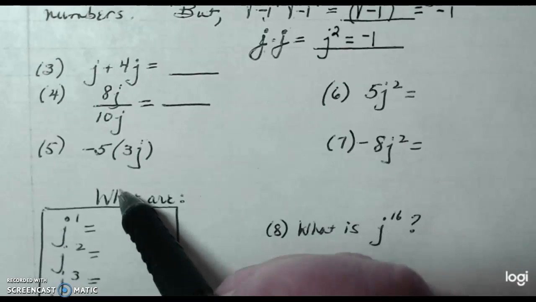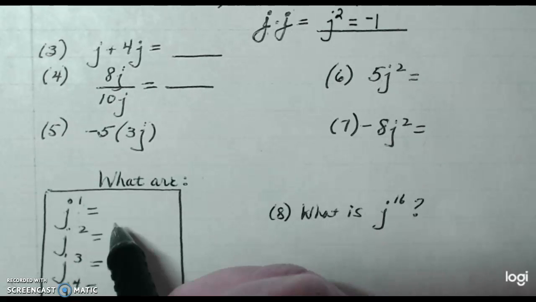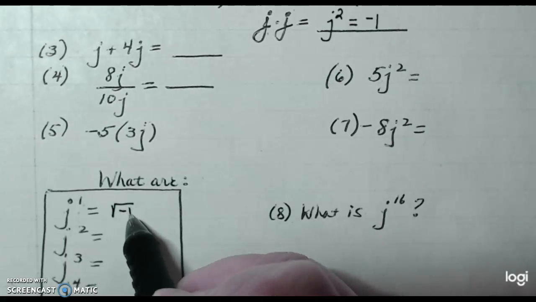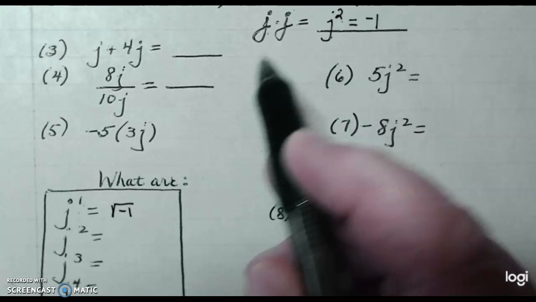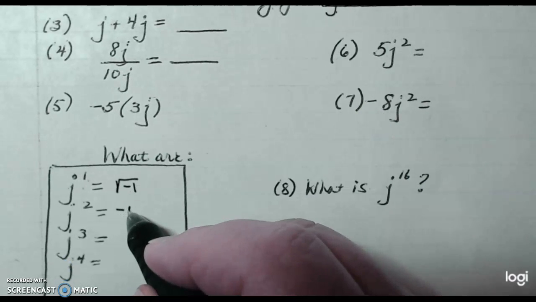So I'm going to keep a tally down here. j to the first we know is the square root of -1, and j squared we know is equal to -1.